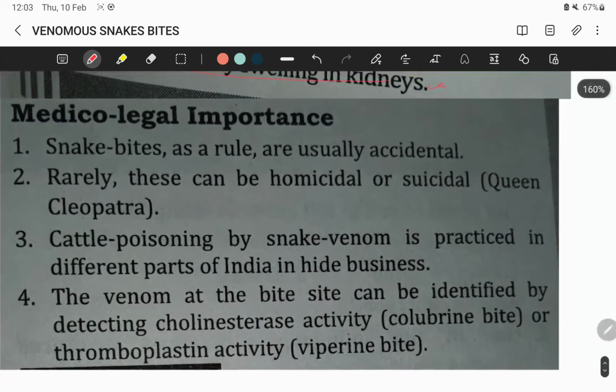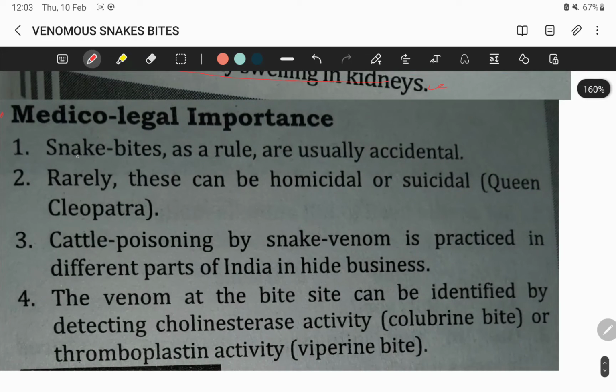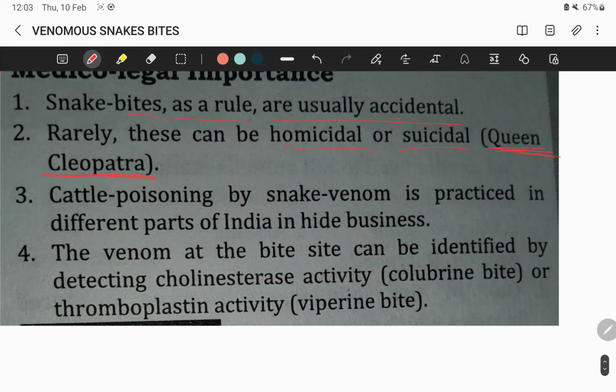So what is the medico-legal importance of snake bite? As a rule, cases are usually accidental. Nobody bites a snake. But there is one homicidal or suicidal case, from the ancient Roman or Greek story, I don't know, Cleopatra. That one queen died by suicide from snake bite. Cattle poisoning by snake venom is practiced in different parts of India in the hide business. Please Google about the hide business, it is very interesting.